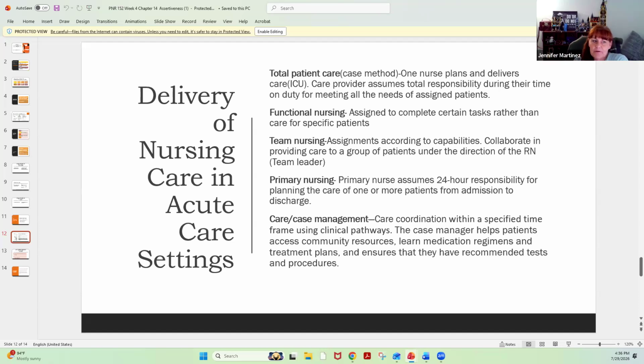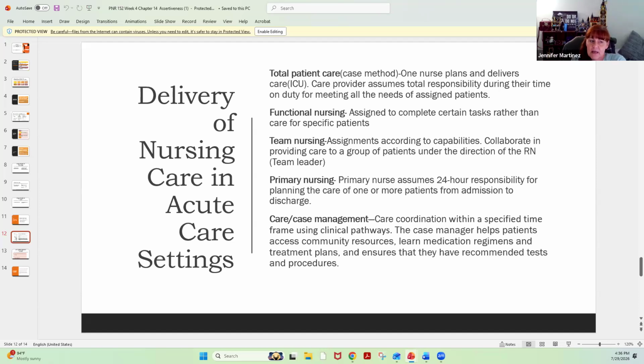The intention for primary nursing was to increase quality of care for patients. But this primary nurse assumes 24-hour responsibility for planning the care of one or more patients from admission to discharge. And then we have our case management and care management.